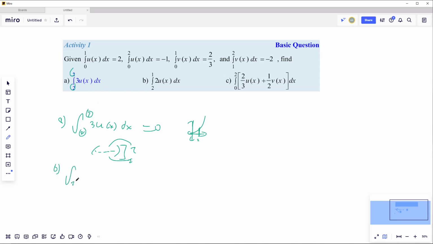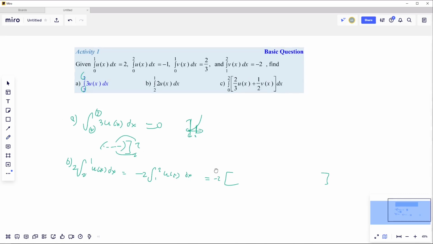B goes from 2 to 1. I'm going to take the 2 outside, times the integral of u of x dx. I don't like how it's 2 to 1, personal preference, so I'm going to change it to 1 to 2. It also makes things easier when you want to see it visually. So minus 2, open brackets.